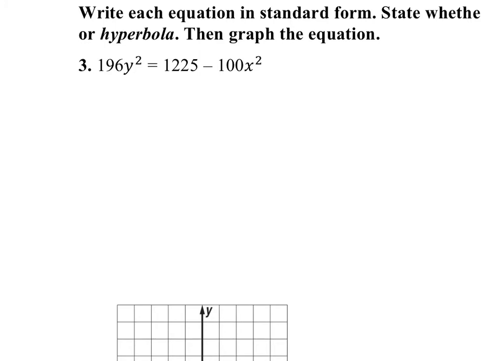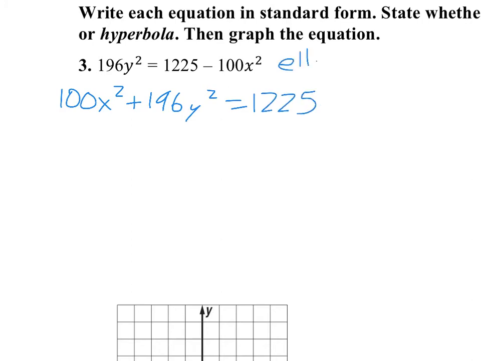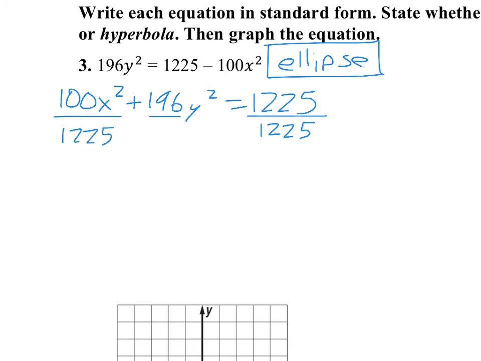Okay, for number 3, it kind of looks like a hyperbola, but remember, you want x squared and y squared on the same side. So if I move that 100x² to the left side, now I can see that this is an ellipse. And I know it's not a circle because 100 and 196 are not the same number. They have different coefficients for x squared and y squared. Alright, now an ellipse is supposed to have a 1 on the right side, so we need to divide everything by 1225. So the right side is going to equal 1.